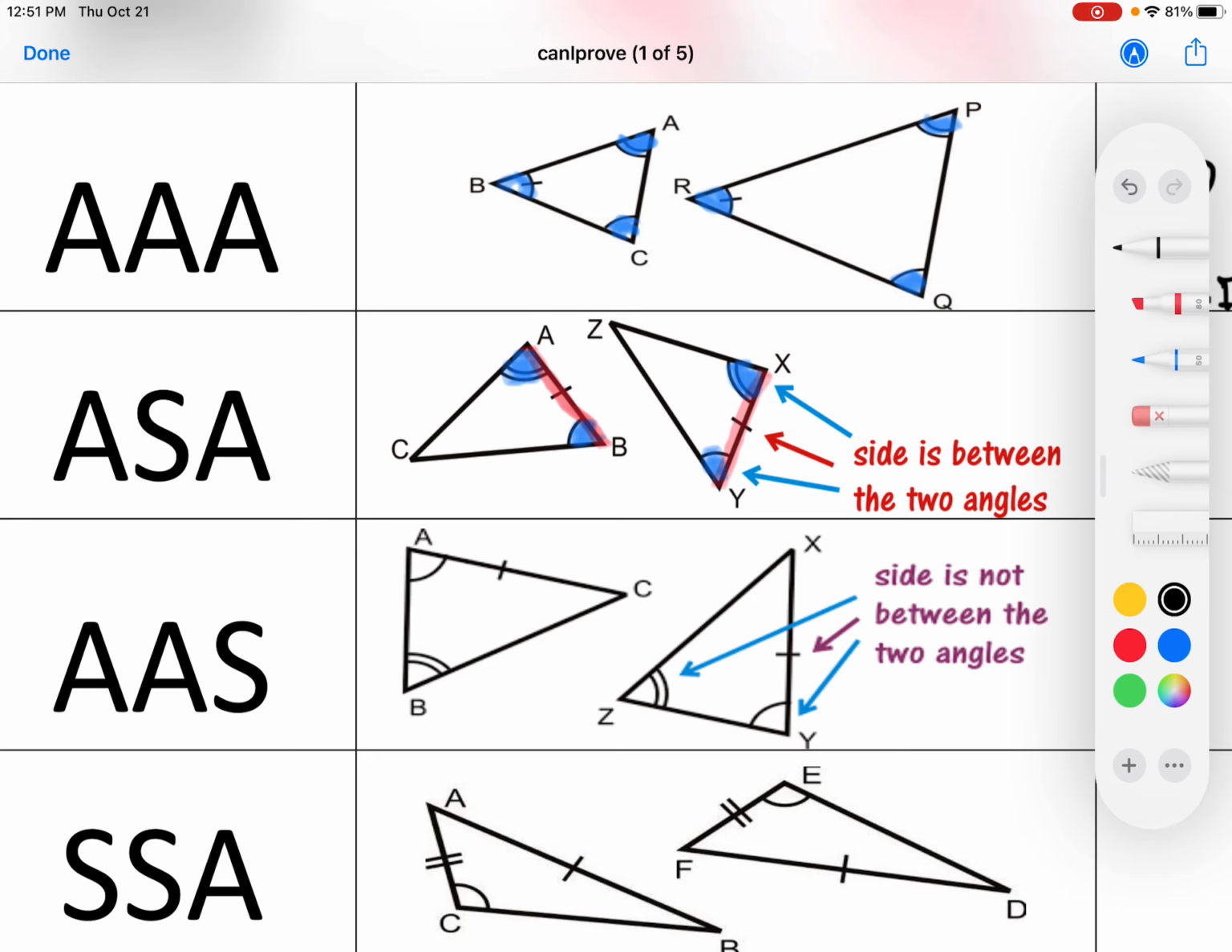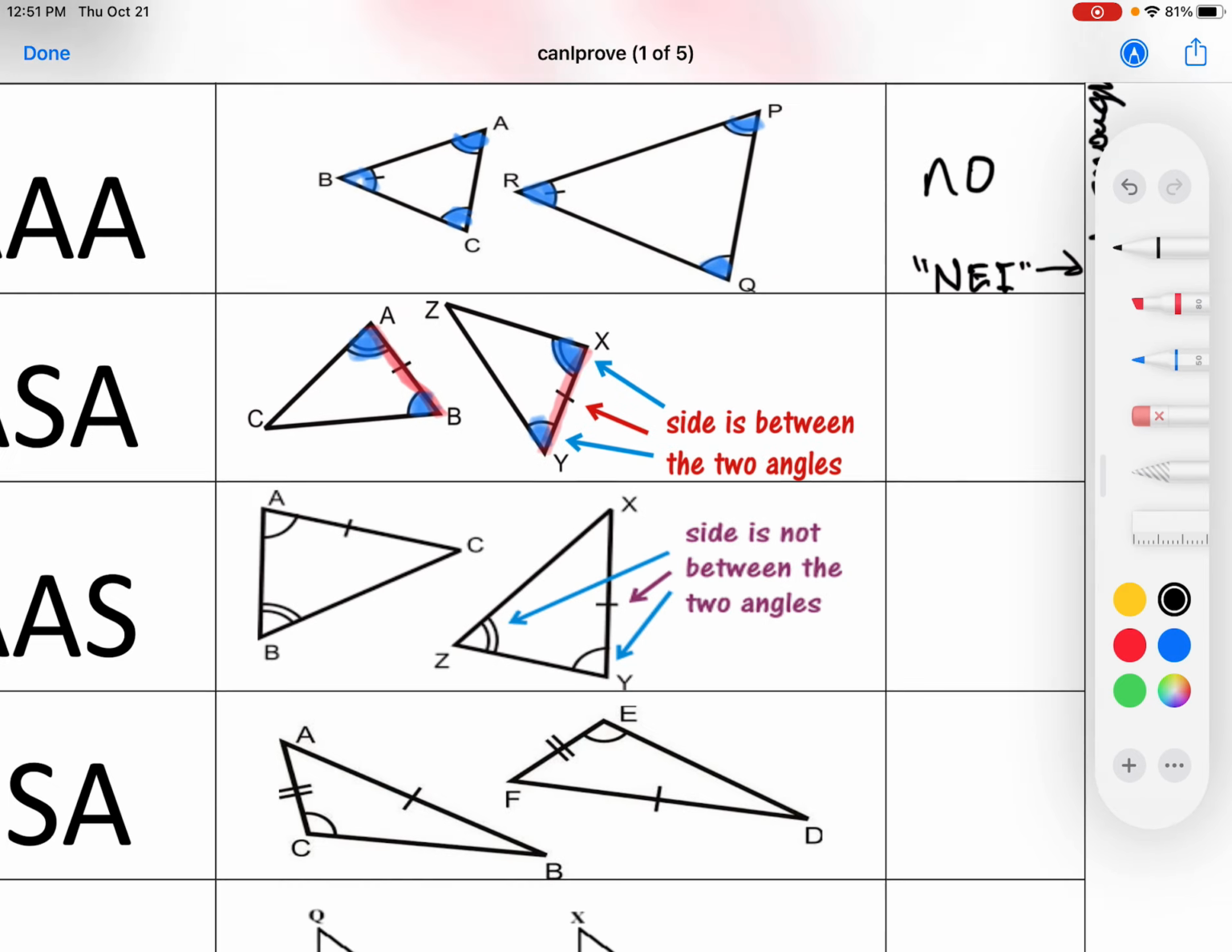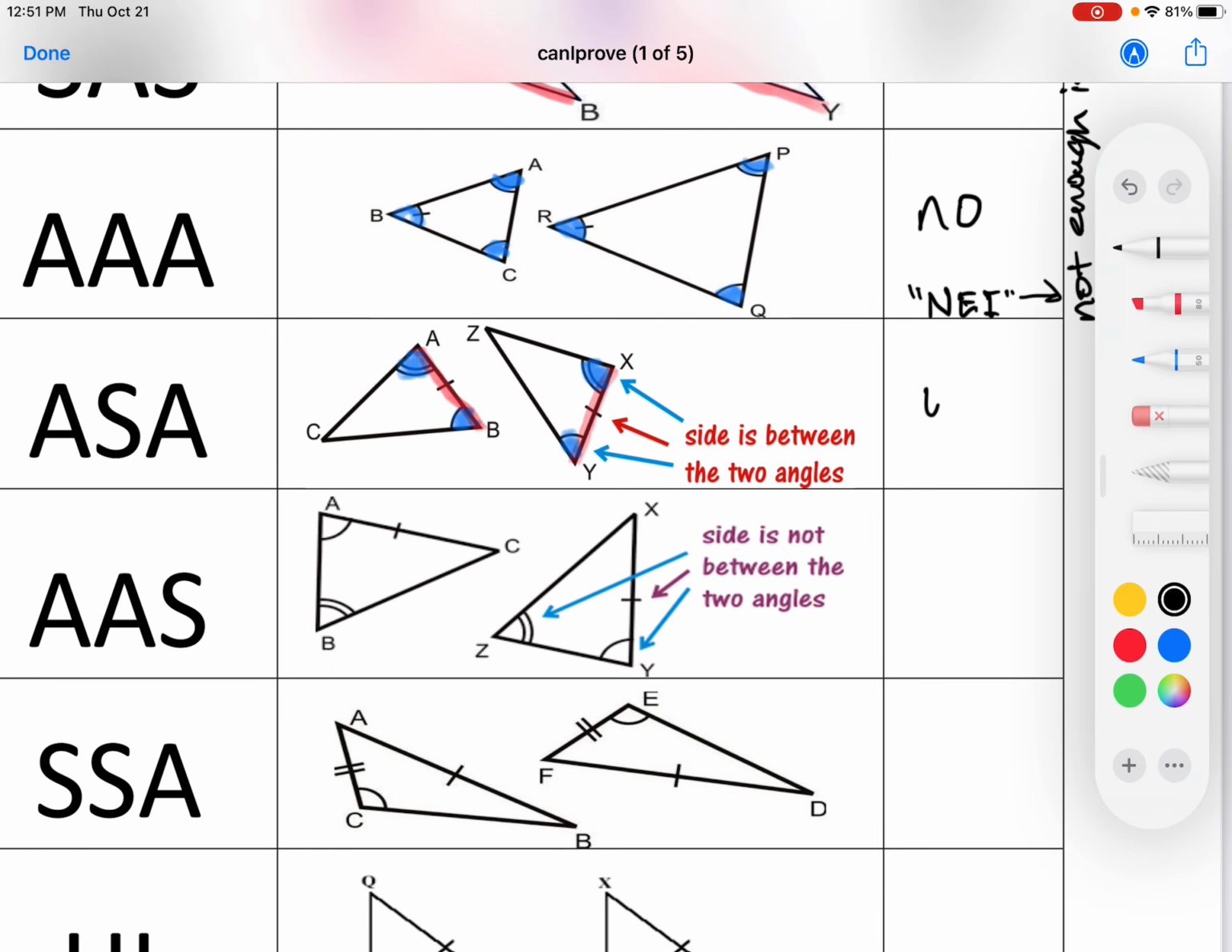If you have all three of those things set, that absolutely is enough to prove that the triangles are congruent. If you've got two triangles that have one congruent side and the angles that are attached to that side are congruent also, you have ASA congruence, and that is plenty enough to prove the triangles are congruent.